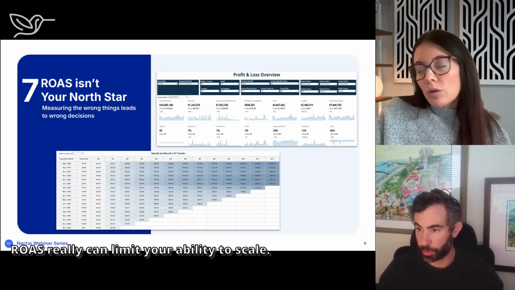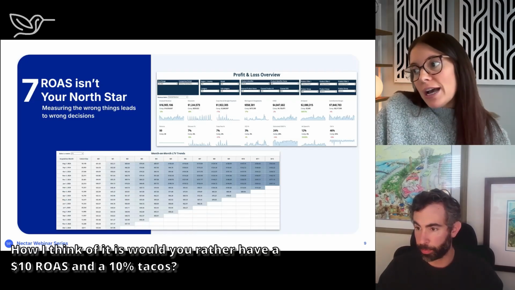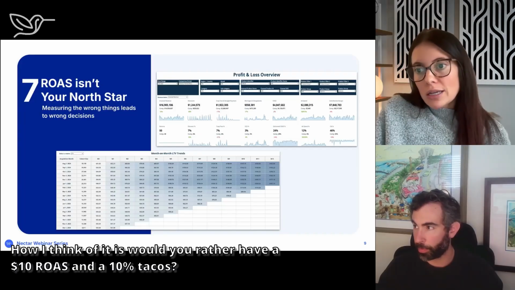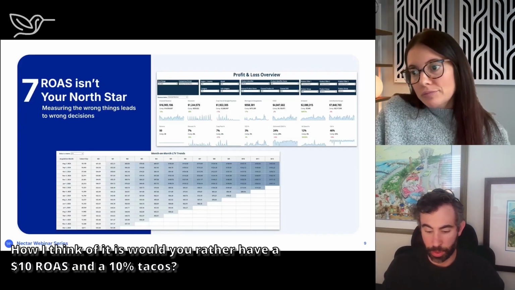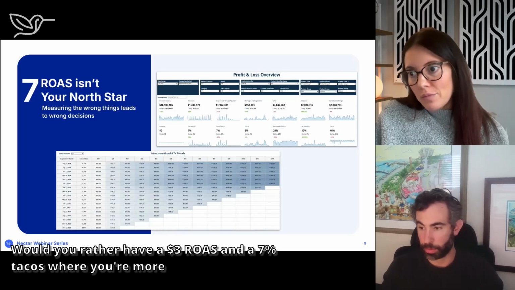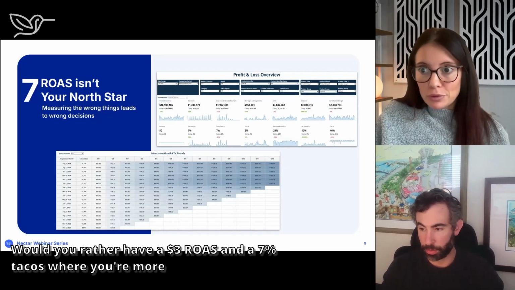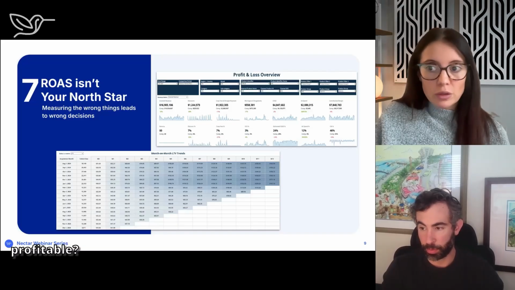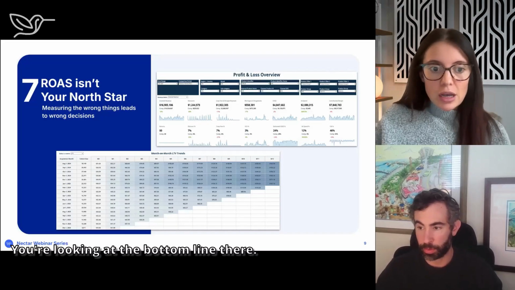And how I think of it is, would you rather have a $10 ROAS and a 10% TACOS, or would you rather have a $3 ROAS and a 7% TACOS where you're more profitable? You're looking at the bottom line there.